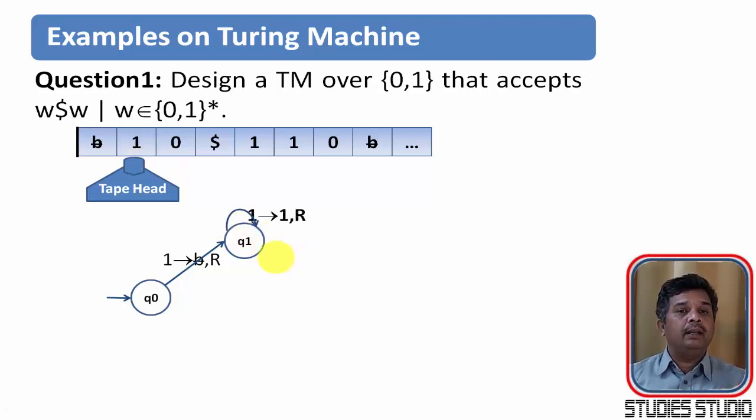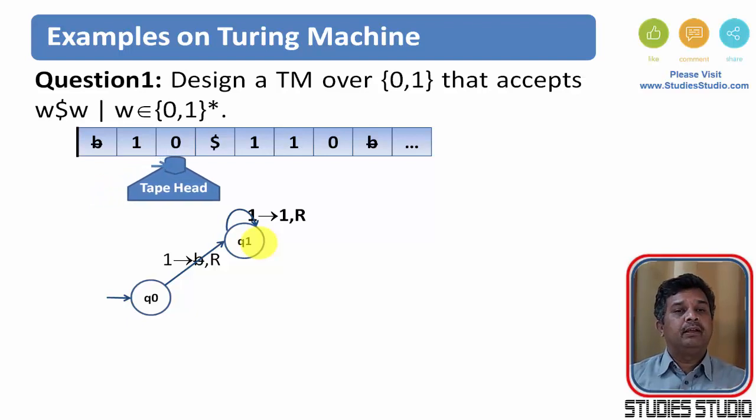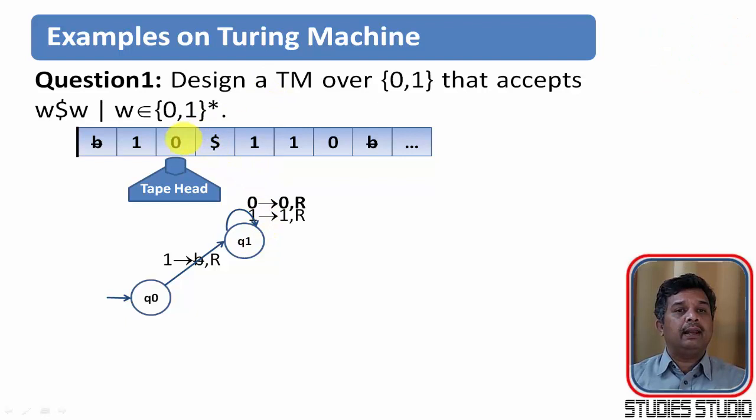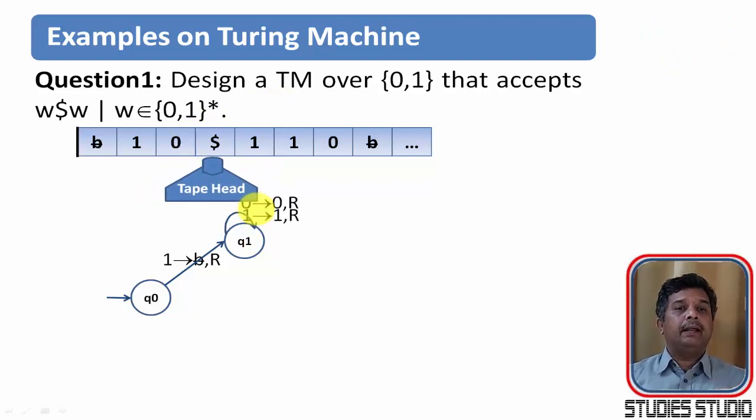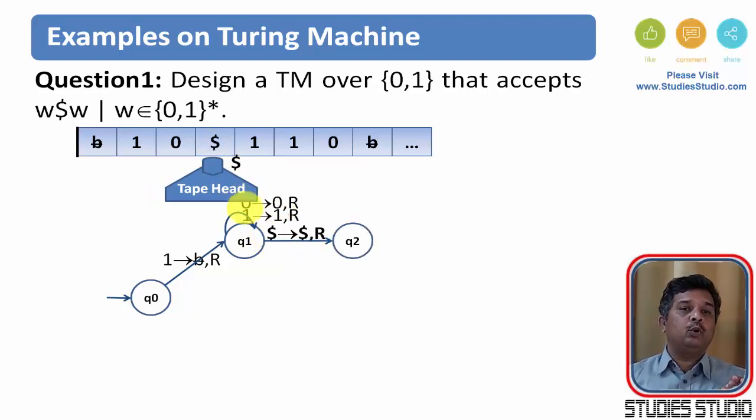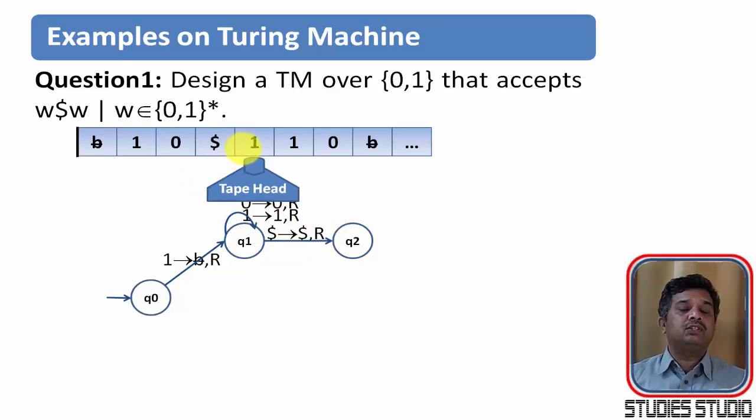Here I am getting 1. So I am in state Q1, I'll remain in state Q1. I'll write 1 onto the tape and I'll start moving right. Now I got an input symbol 0. If I get a 0, I'll write 0 onto the tape and I'll start moving right. Now I'm getting dollar. When I'm getting dollar, I'll write dollar onto the tape and I'll move right. At this stage, I'm at the point where the second W symbols are starting.